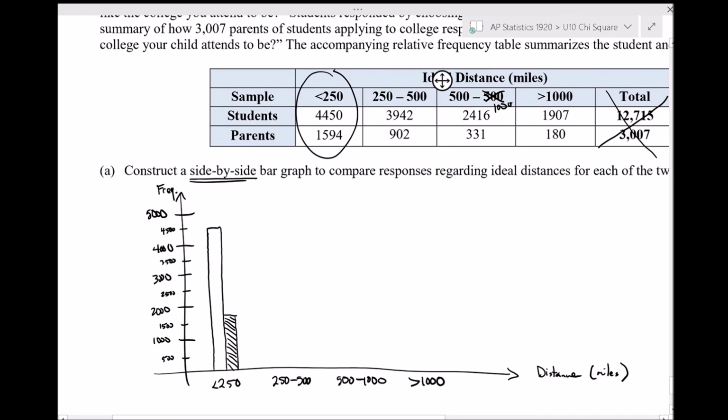So then between 250 and 500, 3,942. So 3,942, 3,942. I can edit. 3,942, 902. Somewhere around here. And that one's going to be shaded in this way. Something like this.